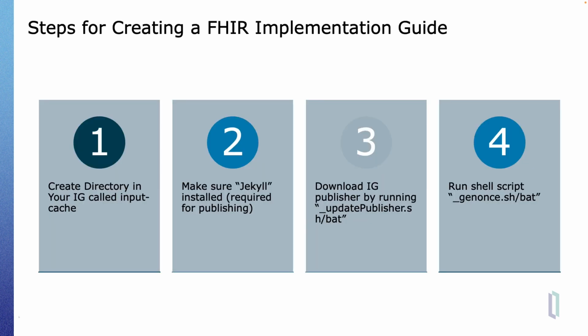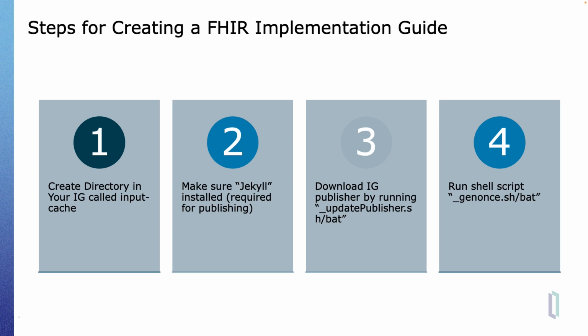So here's the simple steps for creating a FHIR implementation guide. We're going to create a directory, which we're going to call input cache. We're going to run Jekyll against this directory, and then we're going to download the IG publisher and run this command _update publishers.sh or bat if you're on Windows. And then we'll run this shell script.